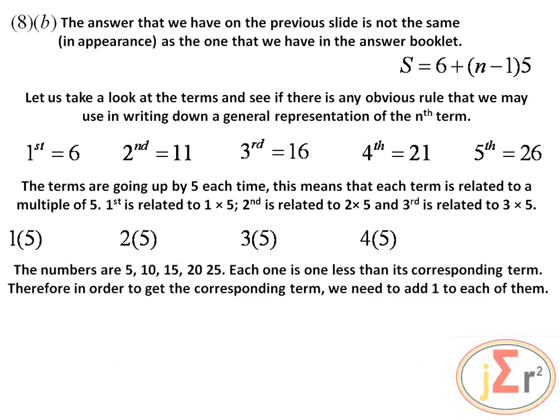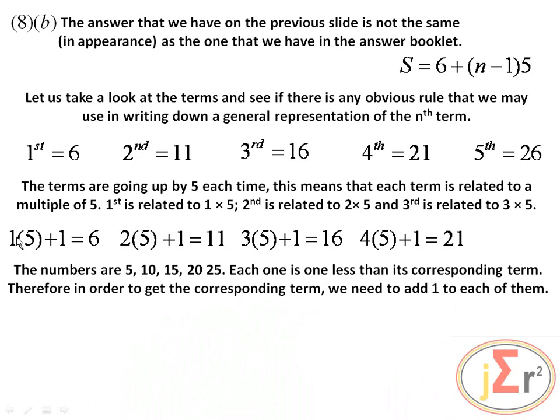The numbers are 5, 10, 15, 20, 25, as we can see if we work these out. Each one is 1 less than the corresponding term. Notice that this 5 is 1 less than 6. 10 is 1 less than 11. 15 is 1 less than 16. 20 is 1 less than 21. So we need to add 1 to each of them in order for them to be exactly as we have right here.